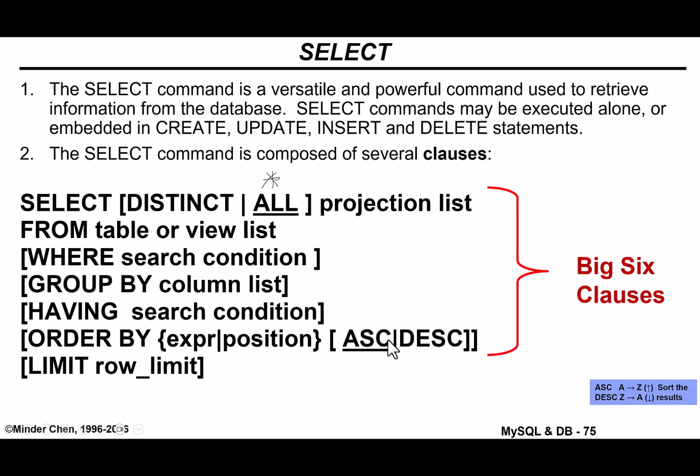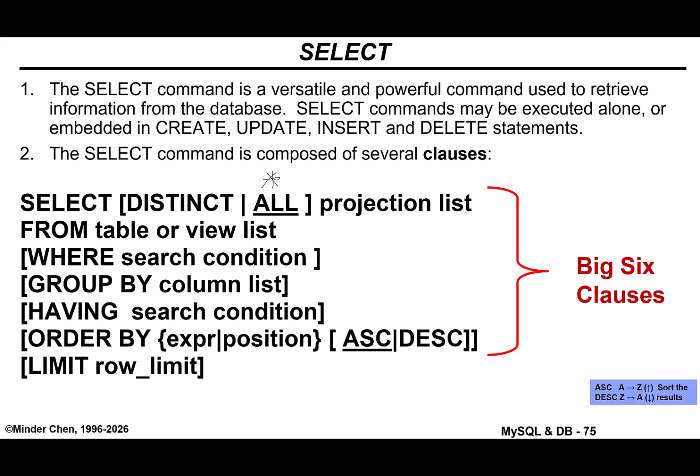If you don't say ASC, and you want to sort it, say price from high to low, then you have to say ORDER BY price and DESC. Okay. You could, if you want, add LIMIT, which is not part of the so-called big six. You can limit the number of rows to be returned.